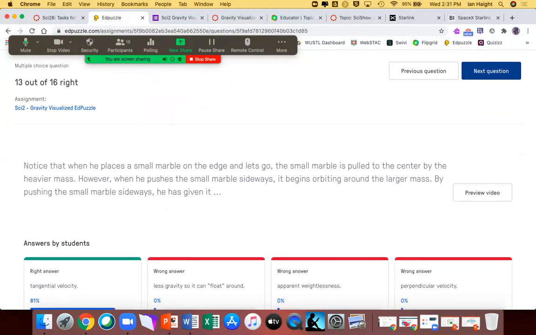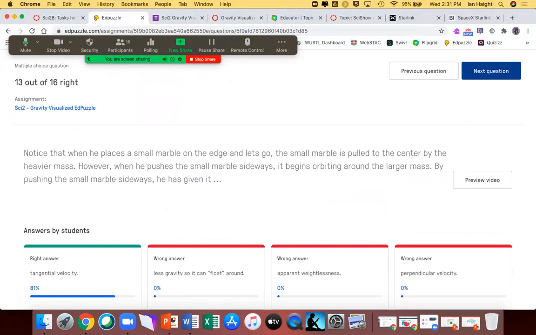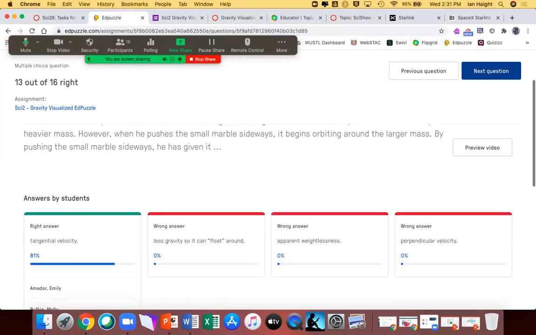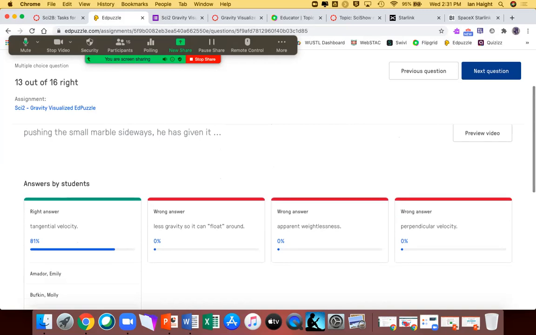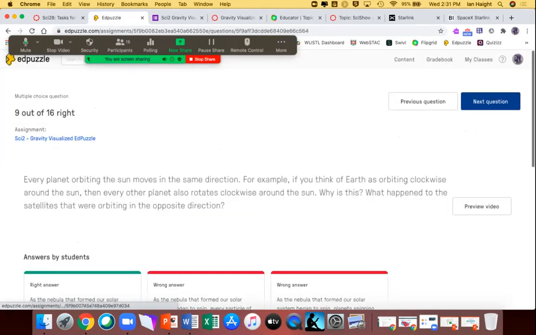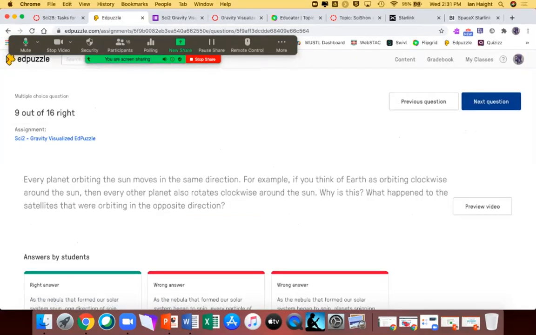So he placed a small one on the edge. It was pulled towards the center. But when he throws it sideways, it begins to orbit around that center of mass. And what he has given it by throwing it sideways is that same term, tangential velocity, right? So at the same point that it is trying to fall down to the center, it's also moving sideways. And so it's falling around the object. This demonstration really helps me grasp what exactly is going on with orbit and those two forces acting together.